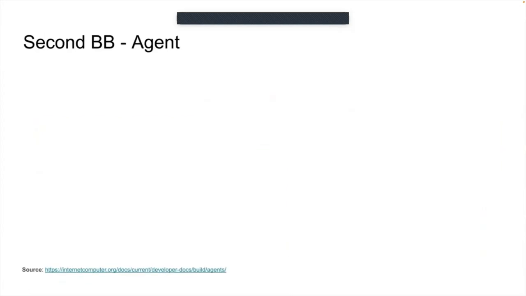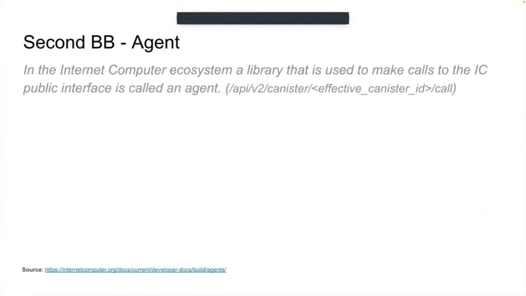After we saw the first building block, let's dive into the second one, the agent. And I think that is the most important part of this lecture. So what is an agent? According to the documentation, and as I have mentioned earlier, an agent is a library that is used to make calls to the internet computer public interface. But what is the purpose of this agent? The purpose can be summarized in three different points.